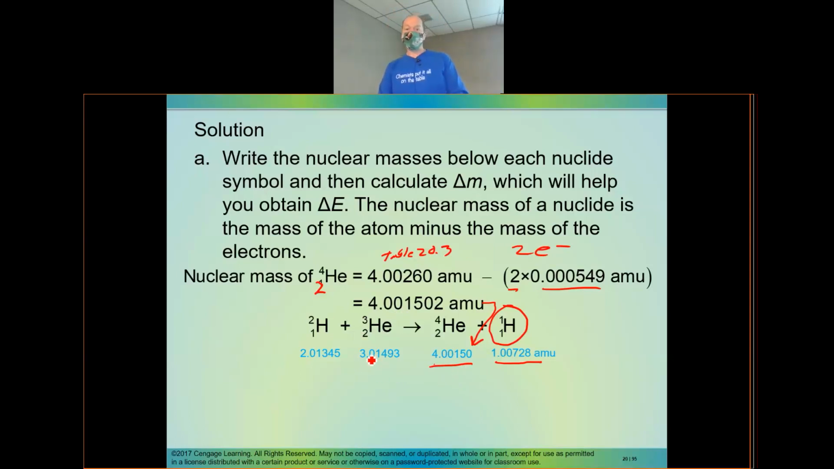For the helium-3, you have to take the mass of the helium-3 off of the chart, and then again subtract the 2 electrons that are in there. For deuterium, you have to take your deuterium mass and subtract the 1 electron that is in there, and that's how you get all of your masses. The only one that you didn't have to calculate was the proton. That's the only one that came directly off of your table. The others, you have to subtract your electrons.